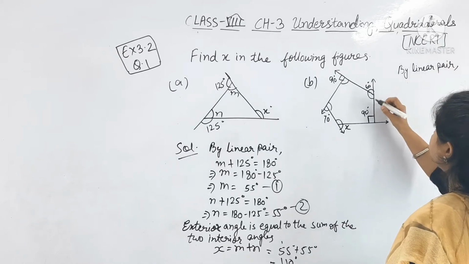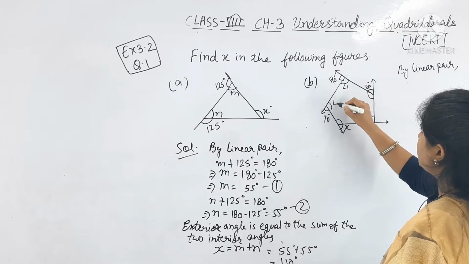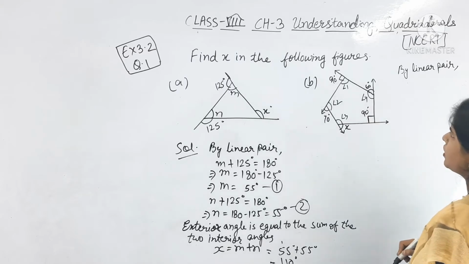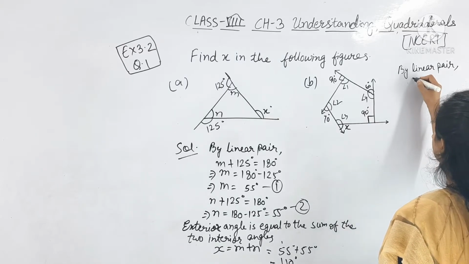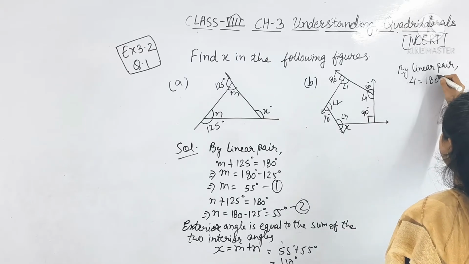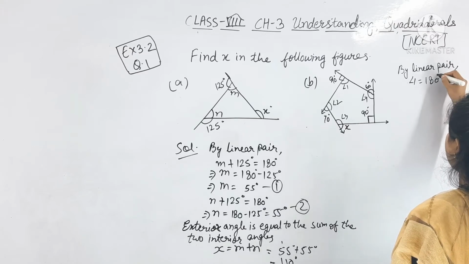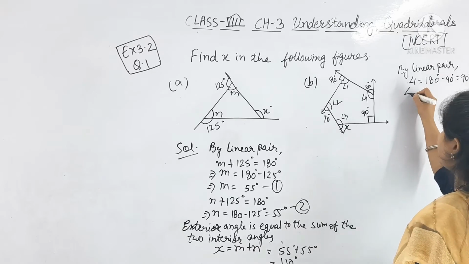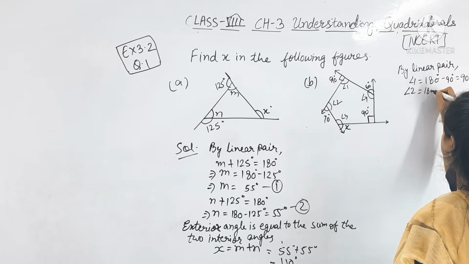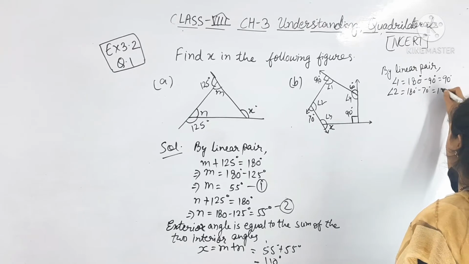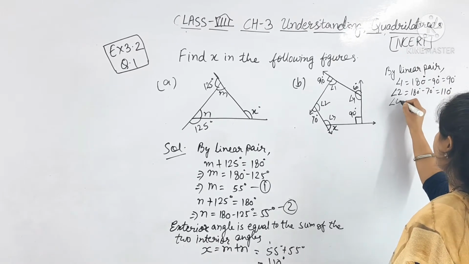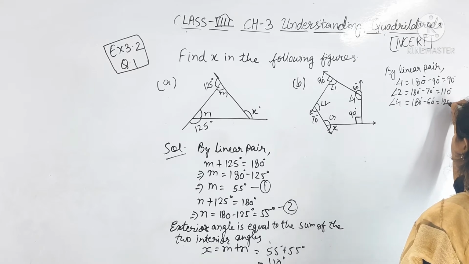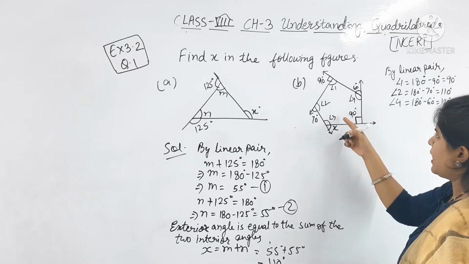By linear pair, let us call them angle 1, angle 2, angle 3, angle 4. Here angle 1 is 180 degree minus 90 degree, I am writing directly, equal to 90 degree. Angle 2 is equal to 180 degree minus 70 degree is equal to 110 degree. Angle 4 is equal to 180 degree minus 60 degree is equal to 120 degree. And angle 3.